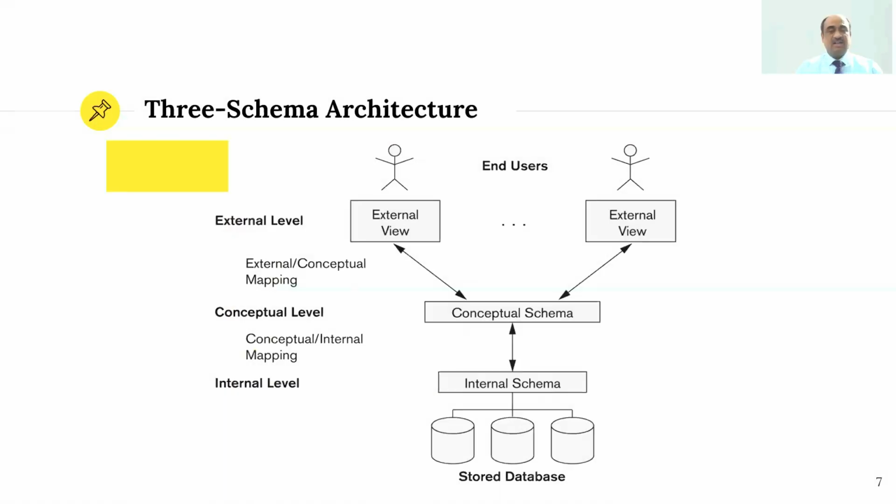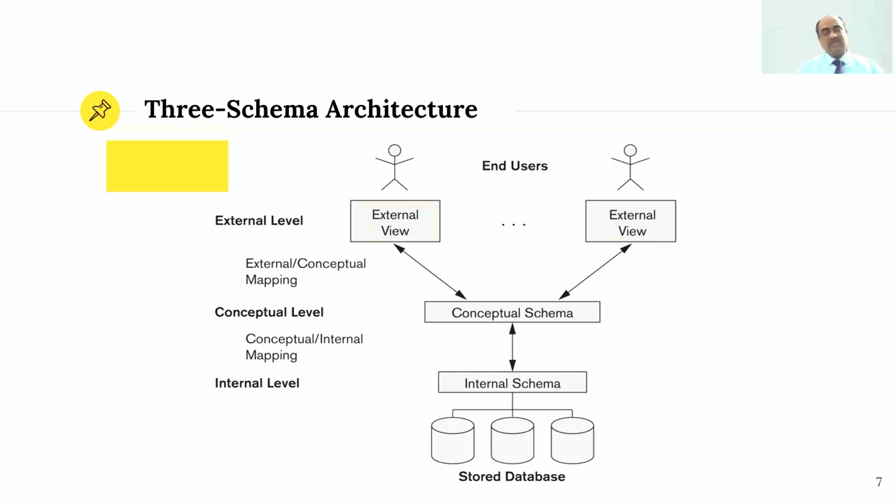The diagram indicates the three-schema architecture. We can see that we have the external view, conceptual view, as well as the internal schema. The external schema can also be called the view level, user level, or external level. And the conceptual schema can also be called the logical schema, where you define the logical design of the database. And the internal level defines how data is stored in the stored database.